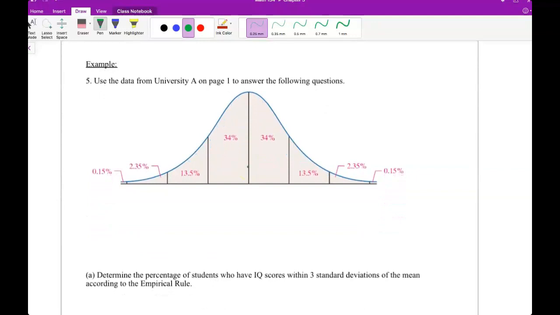Okay, now the example: use the data from University A. Why University A? Because I said we're going to use this one for a bell shape, and the histogram for University A is bell-shaped, not B. So for University B, we didn't have a bell shape.